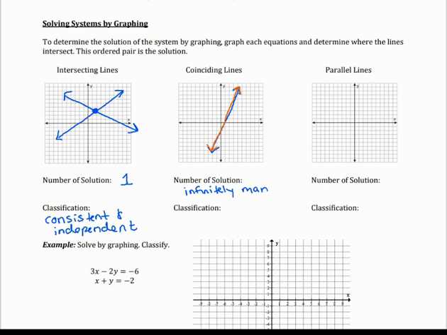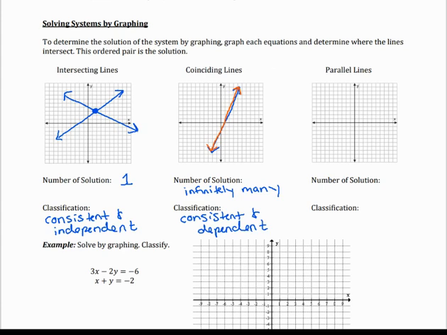Please do not put the symbol infinity. That means an actual location. Infinitely many is the number of solutions. Also, don't write all real numbers, because notice, like this ordered pair and this ordered pair are not part of that solution. So we don't want to say all real numbers. We want to be specific that there are infinitely many solutions. The classification for that is a consistent and dependent system.